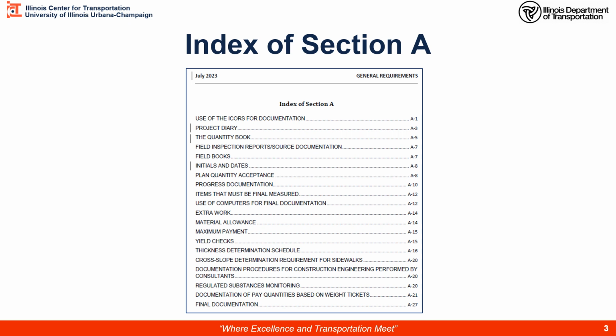maximum payment, yield checks, thickness determination schedule or depth checks, sidewalk cross slope determinations, documentation of paid quantities based on weight tickets or paid by weight items, and our final documentation. These items are all part of Section A that will be covered in the next several modules of this course. Coming up shortly, we will discuss the project diary and the quantity book in this module.